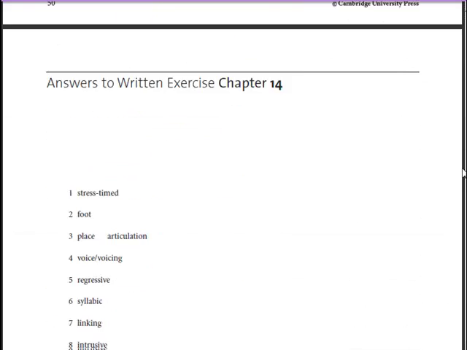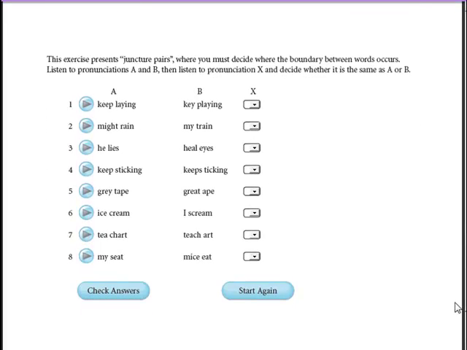So we can skip the rest of that exercise and go straight down to the audio. This is where English starts to become fun. What we have are juncture pairs, where we must decide where the boundary between words occurs. We're going to listen to some word pairs, and we are going to try to identify which word pair is being said, either the word pair in column A or the word pair in column B.